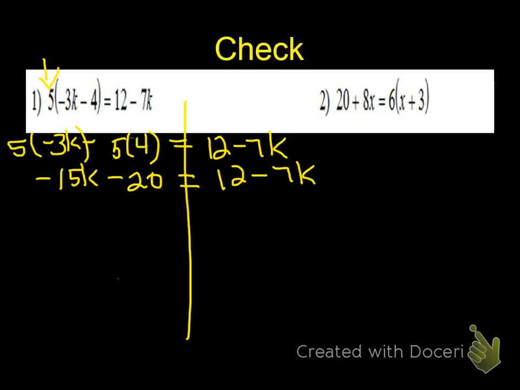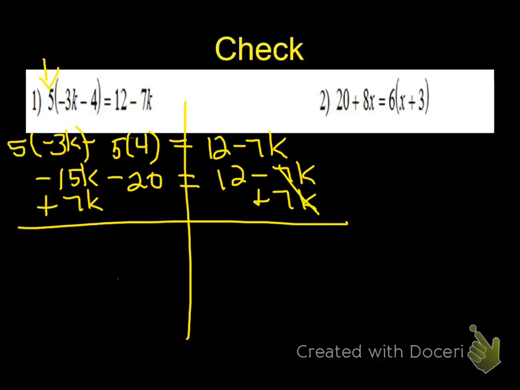Okay. Again, I see that I've got a negative and a negative in front of the variables, negative 7, negative 15. It doesn't matter at this point, so let's just add the 7k from the left side and get it to the right side. They're gone over here. We've got 12 left. Negative 15 plus 7. Remember, opposite signs subtract to keep the sign of the larger number. So we're going to get negative 8k minus 20 equals 12.